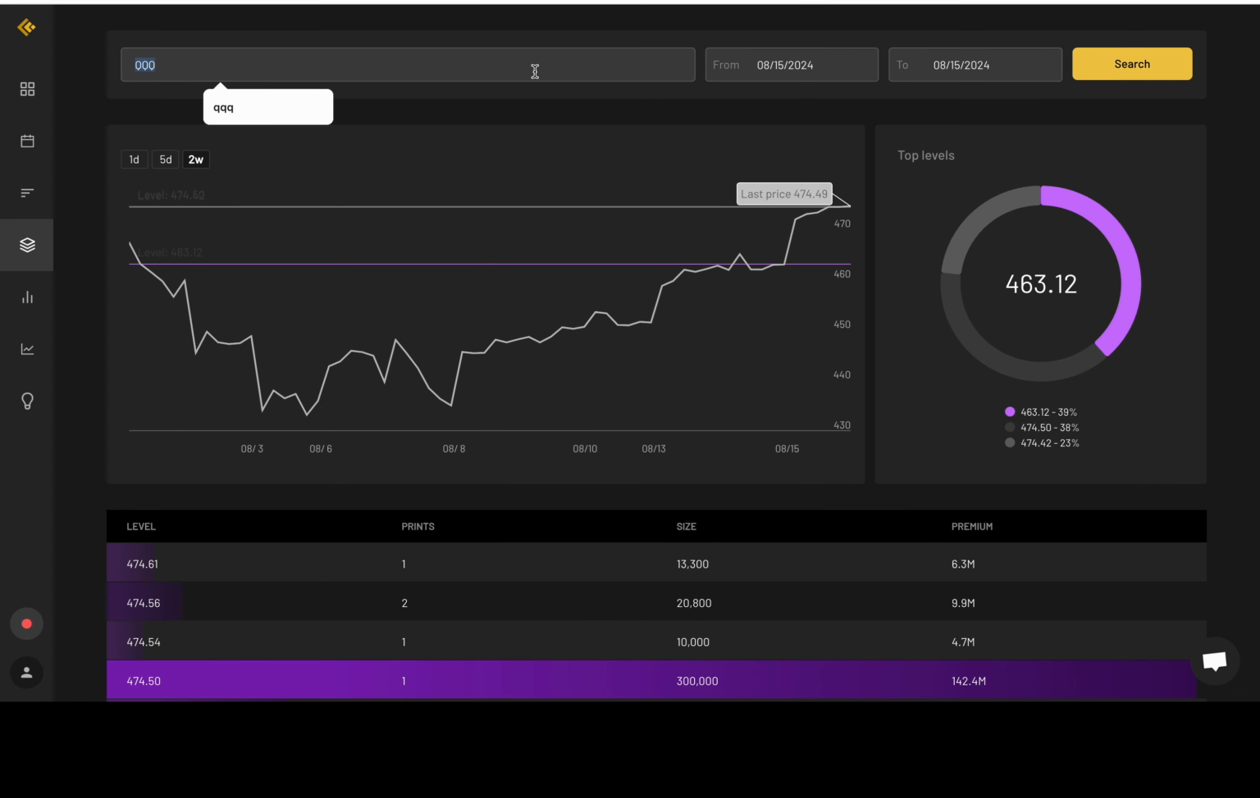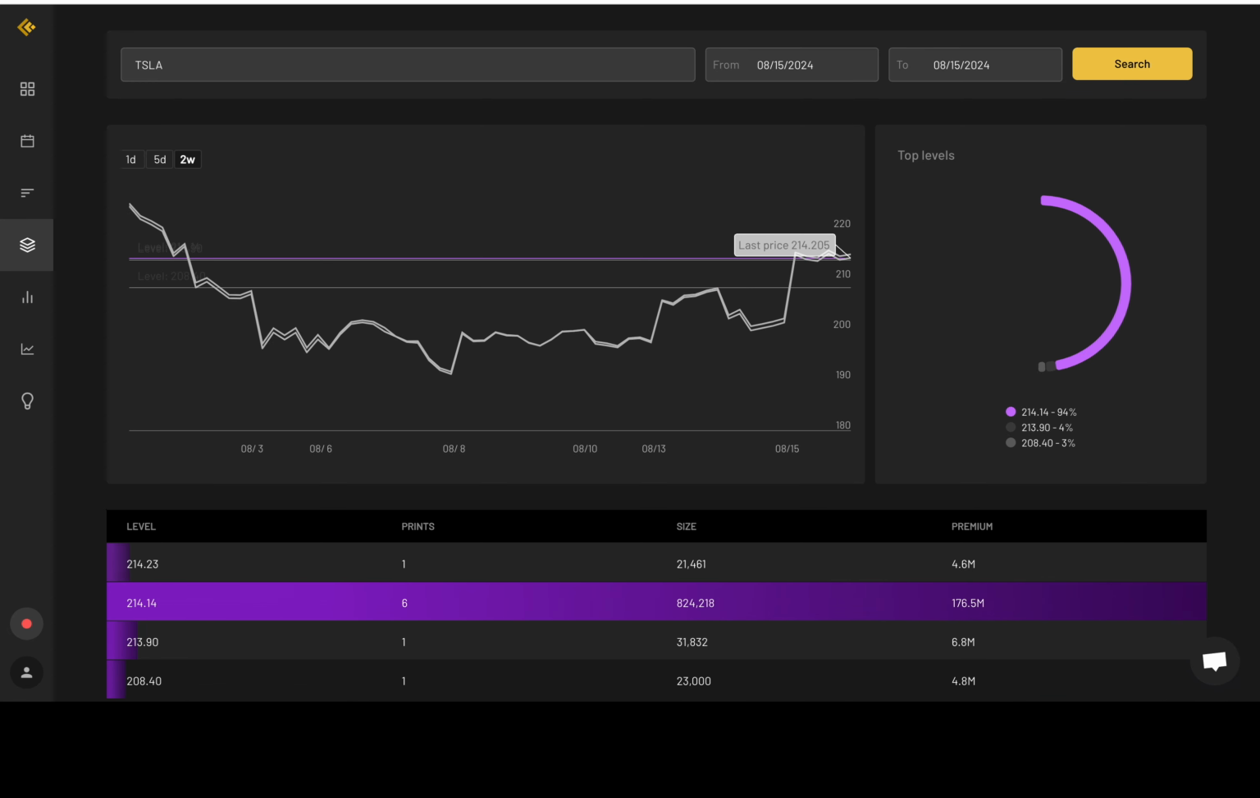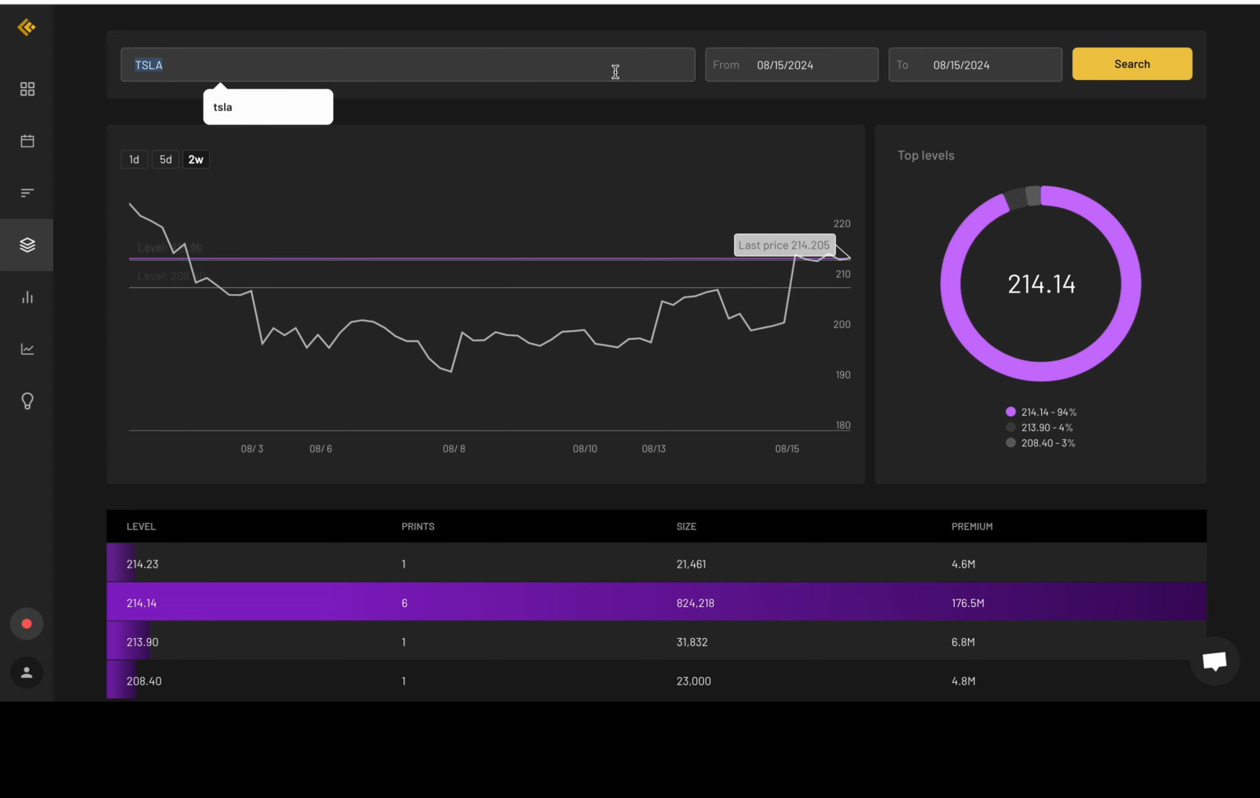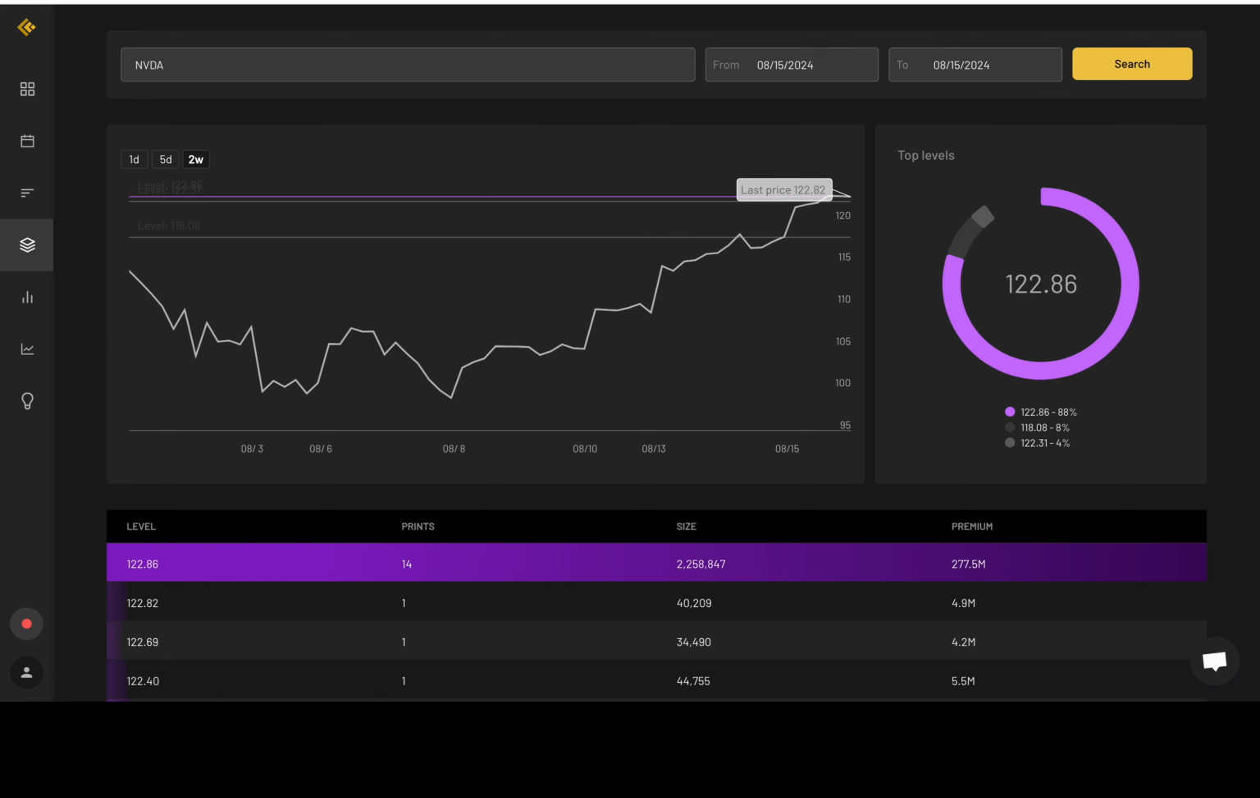Okay, well, let's take a look at Tesla. 214.14. It's actually around one of my levels as well. 94% of activity was there. 214. I love it when the dark pool aligns with my fib levels and all that happy stuff. It's beautiful.